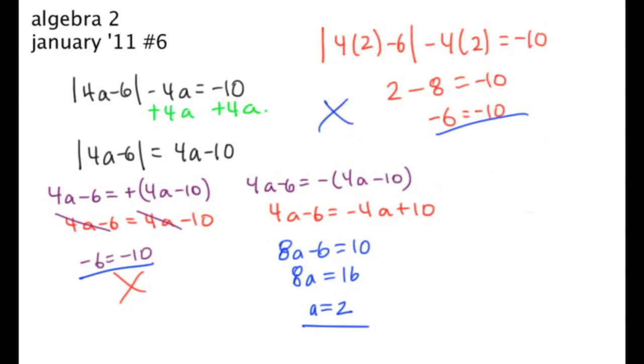So what we actually end up having here is an absolute value equation with no solution. There is not a solution because all of them are erroneous roots.